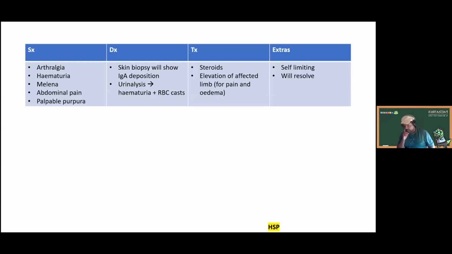So in terms of treatment, the main thing is elevation of the affected limb. And this really helps for pain and edema. So this is something to note for OSCEs, but also steroids. But steroids have really been shown to be of limited use in this condition. It's self-limiting and generally resolves. So the main thing that you want to address in these patients is elevation of the affected limb, just to help with pain.